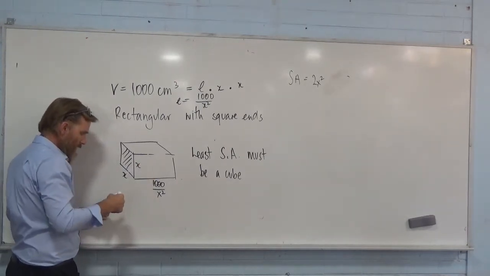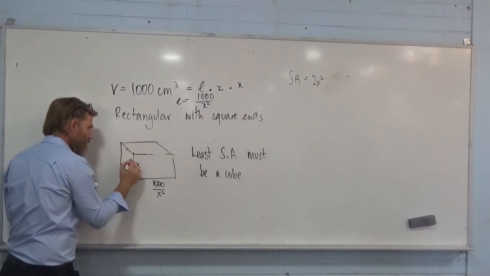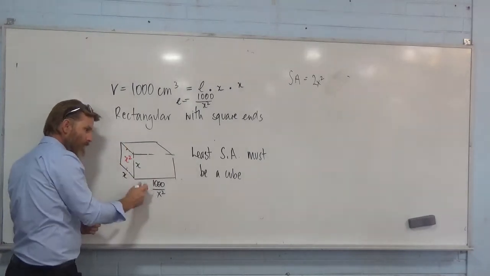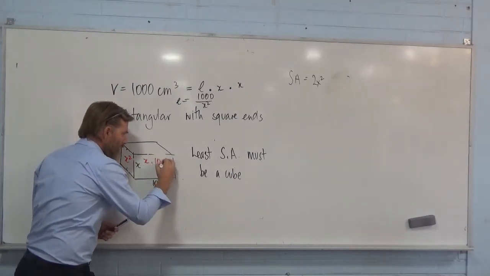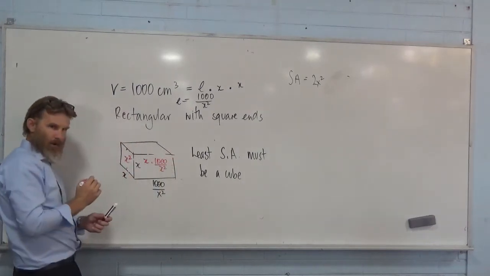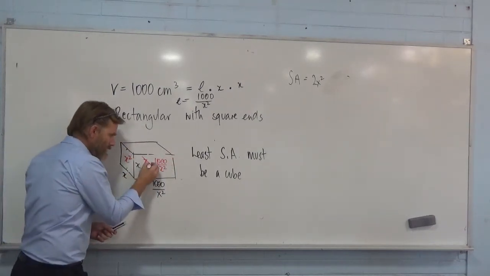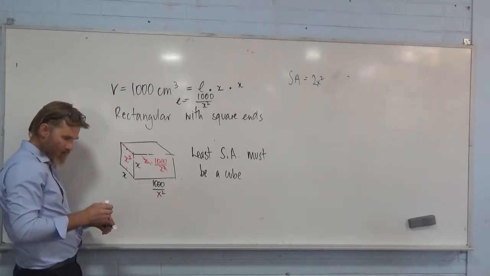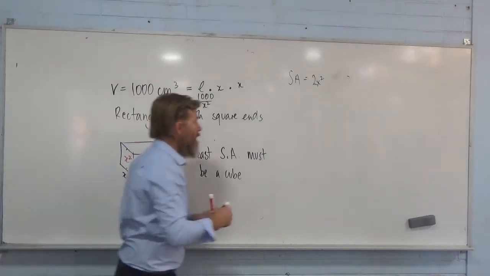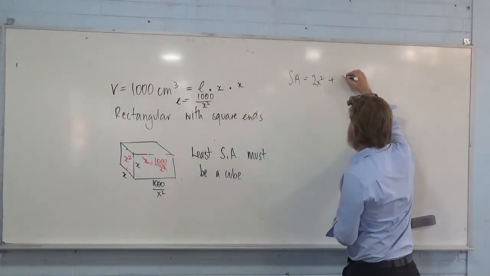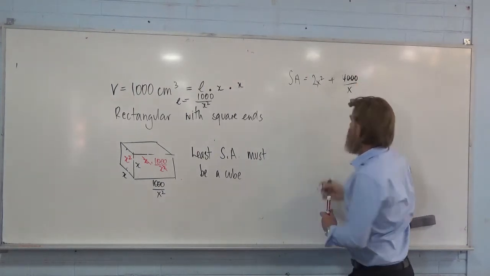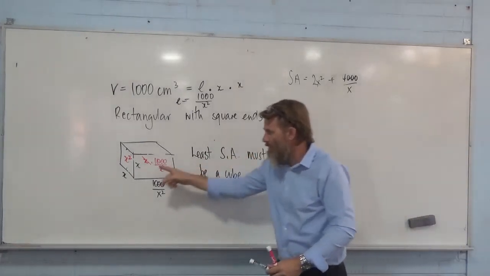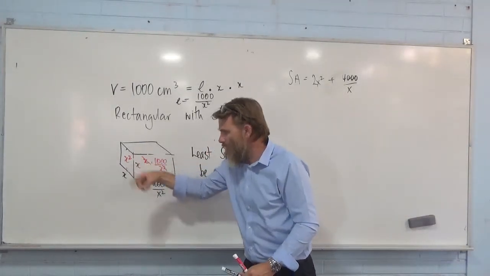So wouldn't the area in there, let me do it in red, that one's going to be x squared. Wouldn't this and all four of the sides be x times 1,000 over x squared? Now neatly I can cancel that one and one of those. So actually it's just 1,000 over x squared. And I've got four of them. So wouldn't the formula be plus 4,000 over x? So that's going to be my surface area formula in terms of x being the dimension of the square end that I have.